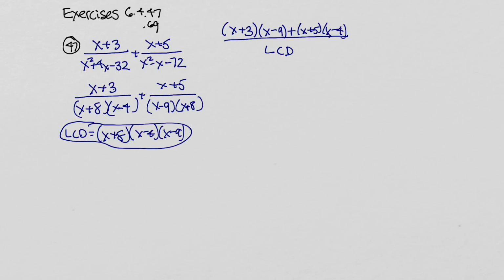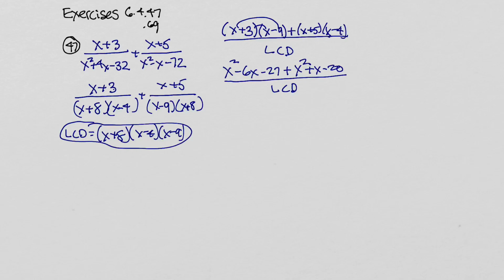So let's multiply this top out. Just multiply all the way through here and combine terms. So we'll get x squared. Now, negative 9x plus 3x is negative 6x. And then 3 times negative 9 is negative 27. Plus, okay, x times x squared. The outer product, negative 4x, and the inner product, 5x. 5x minus 4x is just plus x. And 5 times negative 4 is negative 20. And that is all over the LCD, which I have right over here, circled.